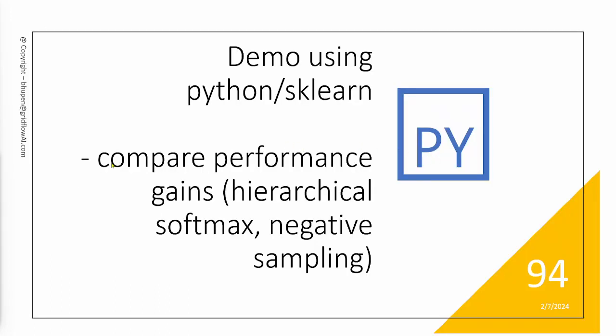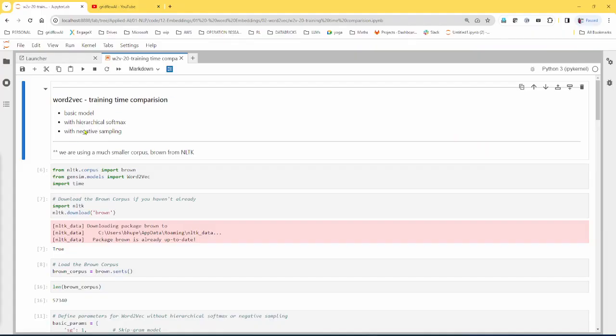So let's take a look at the performance comparison when we use hierarchical softmax and negative sampling. I'm going to be doing a basic Word2Vec. Then I will prepare a Word2Vec model using hierarchical softmax, and then another model with negative sampling, and we will try to compare. I'm not going to use a huge data set, just an illustrative small data set, and show you the difference in terms of the time it takes to train.